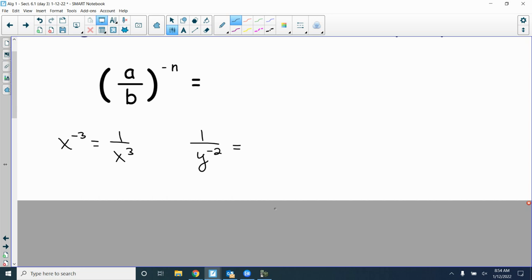1 over y to the negative second. How do I write that with a positive power? Move it to the top. So it just becomes y squared. Remember, if it's a negative exponent, we say it's not happy. It needs to move to the other side of the fraction bar. But all right, I've got a negative here.